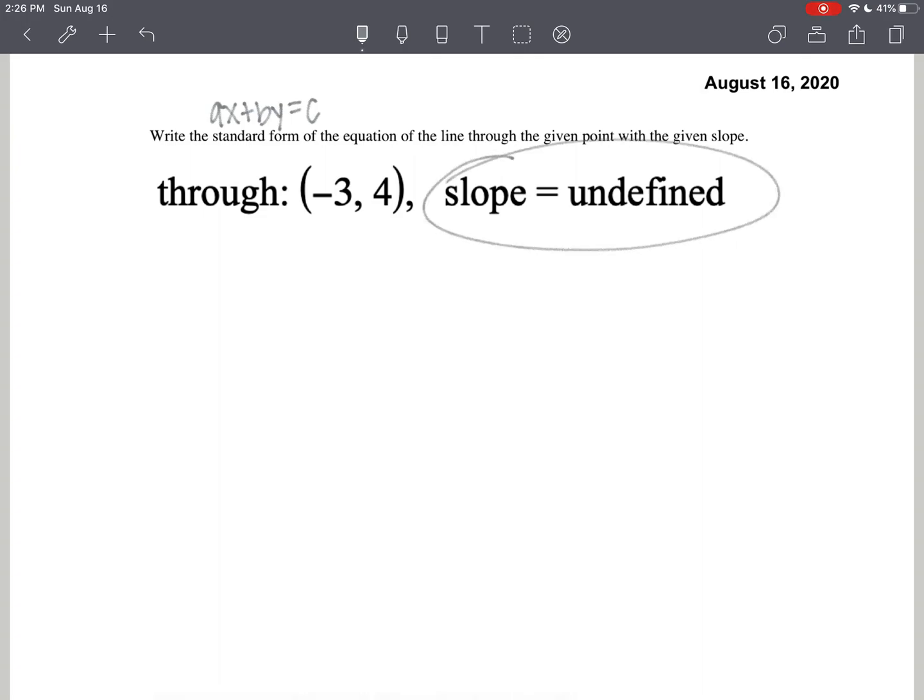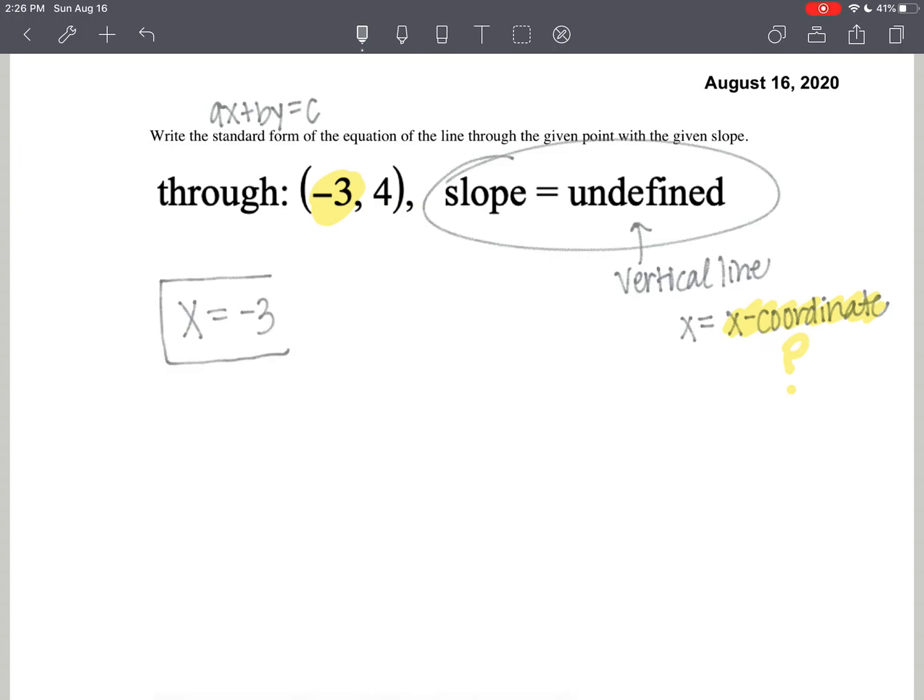When the slope is undefined, that means I have a vertical line. And a vertical line is x equals the x coordinate. So I need to figure out what that x coordinate is. Well, it goes through negative 3, 4. The x coordinate is negative 3. So x equals negative 3. That's whenever you have a vertical line.